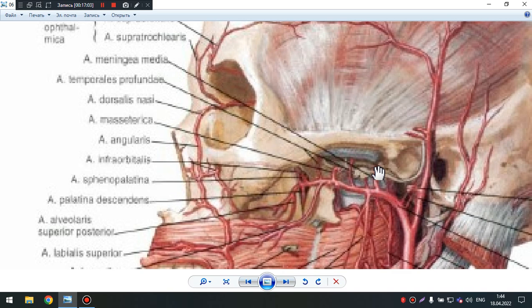impression of the temporal bone. And this artery gives the superior tympanic artery to the tegmen tympani. Tegmen tympani is the superior surface of the tympanic cavity.